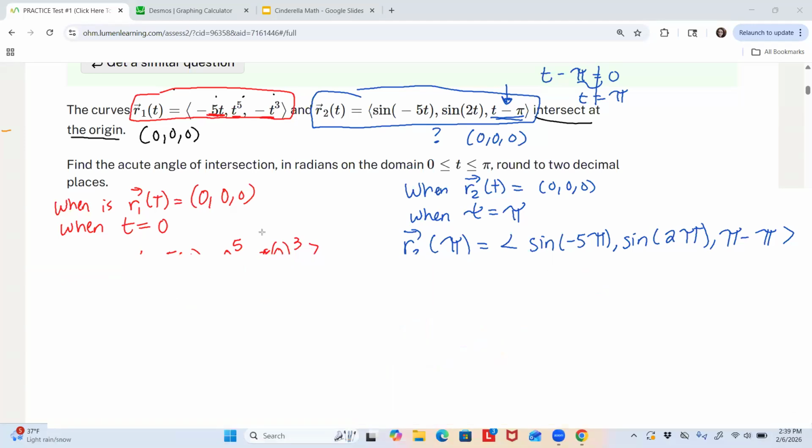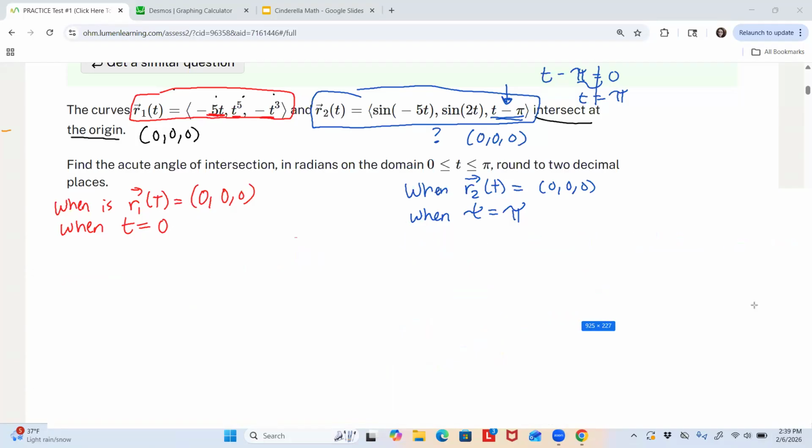Okay, so for r1, our magic t value was 0, and for r2, our t value was pi. Now you're going to go ahead and take the derivative of both of those. So let's take r1 prime of t. The derivative of negative 5t would just be negative 5. The derivative of t to the 5th would be 5t to the 4th. And the derivative of negative t cubed would be negative 3t squared.